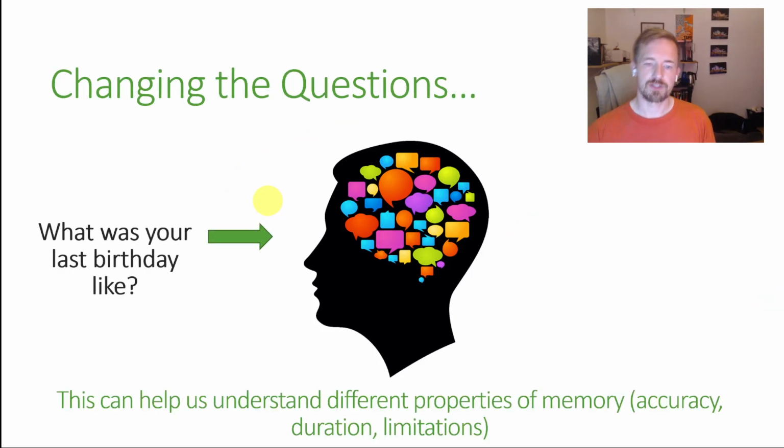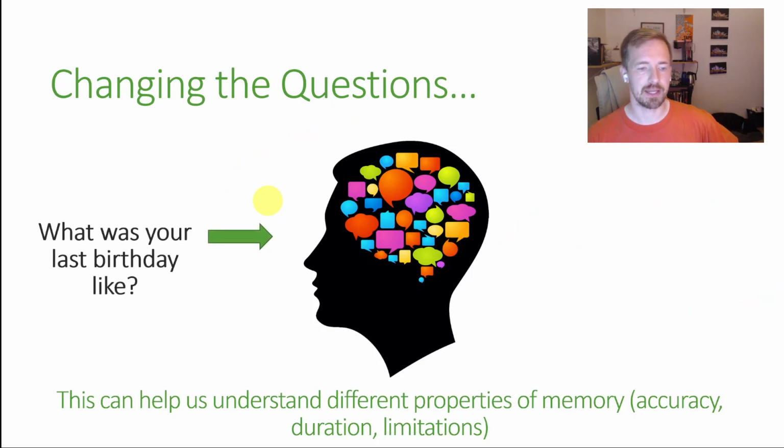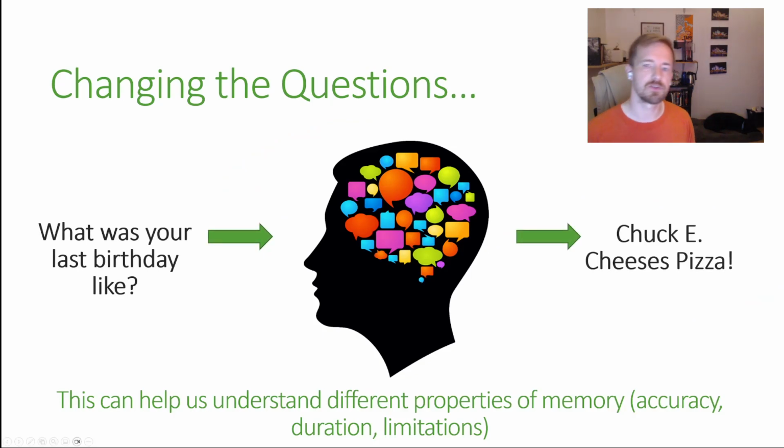All right, so maybe we don't want to just rely on recall. We can find other ways to change these questions up. So maybe instead of just asking what is her birthday, we could ask something like, what was your last birthday like? And if you say, hey, I ate at Chuck E. Cheese's, and I had pizza there.